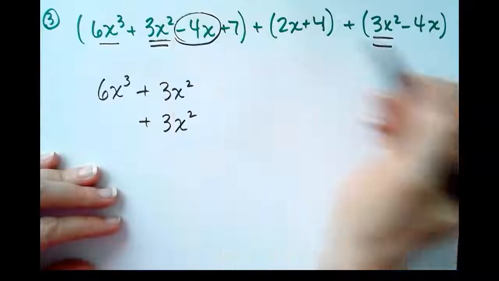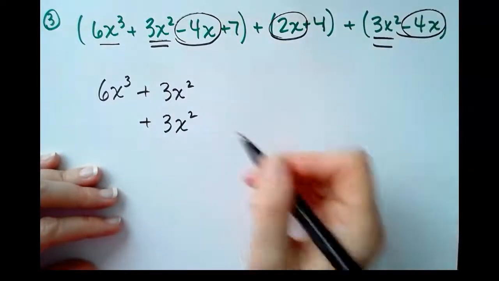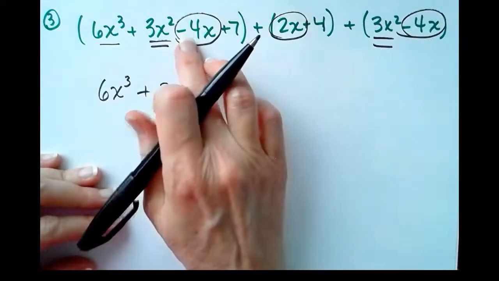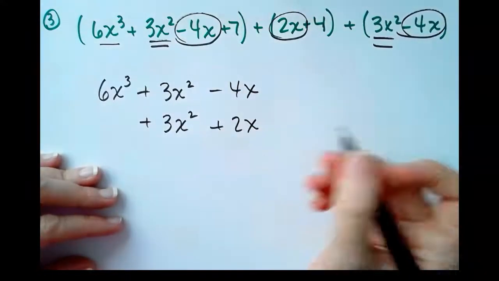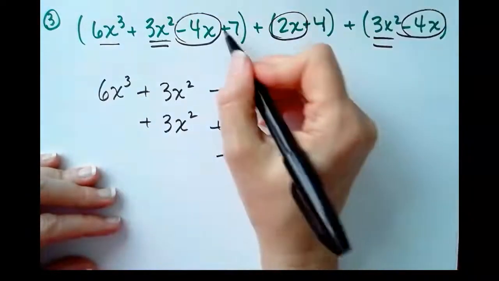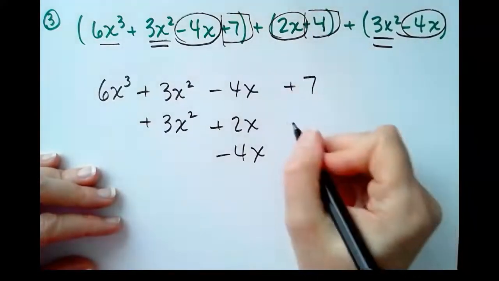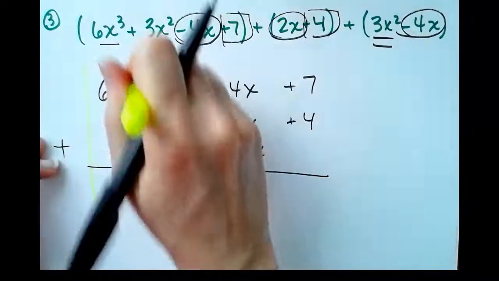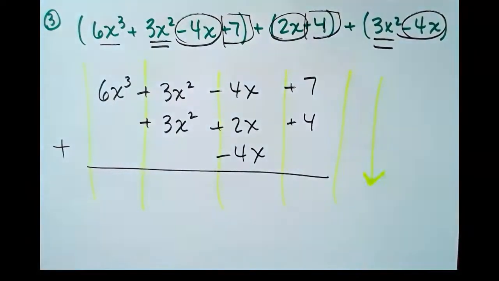Next we've got a negative 4x, a positive 2x, and a negative 4x. Line them up vertically. Mind the signs in front of the terms. Minus 4x plus 2x minus 4x. We're lining up the like terms vertically. And then finally, a positive 7 and a positive 4. Plus 7, plus 4. Everything's lined up vertically, and we can go from the top down to the bottom.